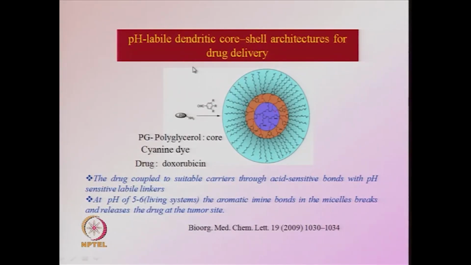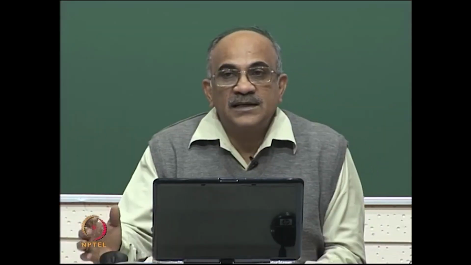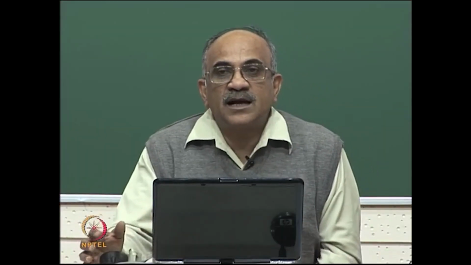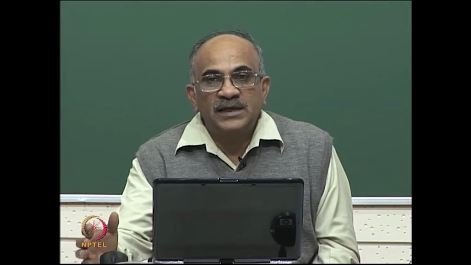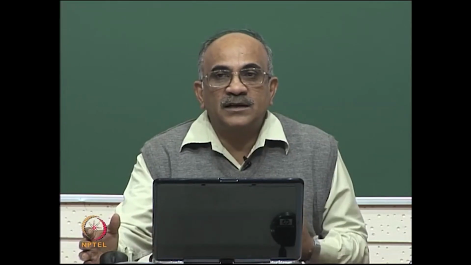This is now another example of a pH labile dendritic core shell architecture for drug delivery. pH labile again means pH sensitive. So, it is sensitive to pH. At one pH it has one structure, at another pH it has another structure, and one of them is a kind of closed structure, the other is a more open structure which can release the drug. The idea is to deliver the drug at a point of your choice where the pH is what you know where the drug should go.